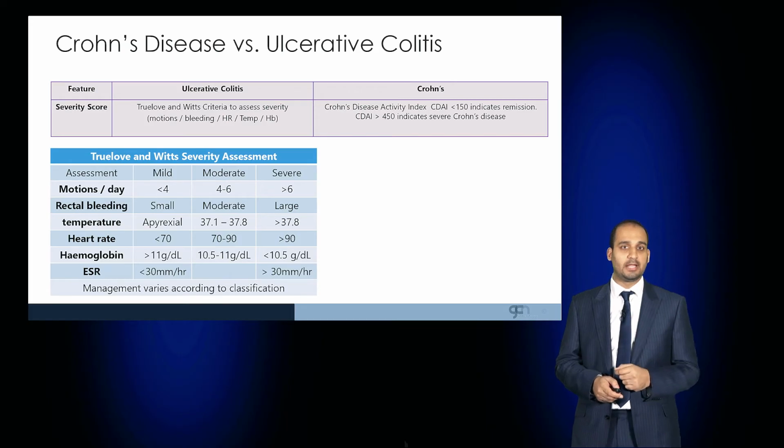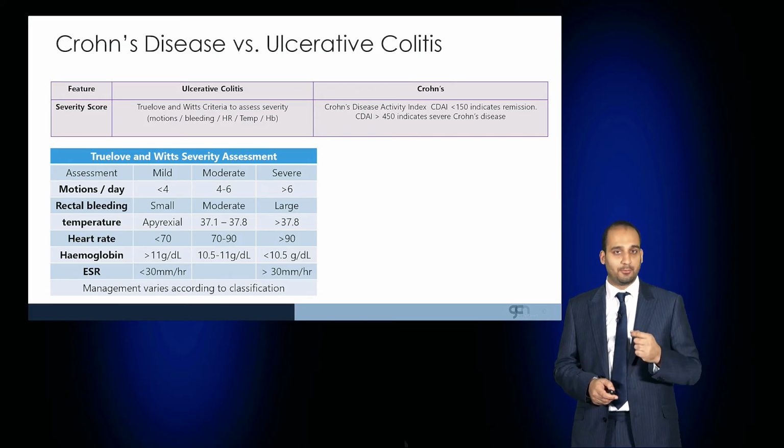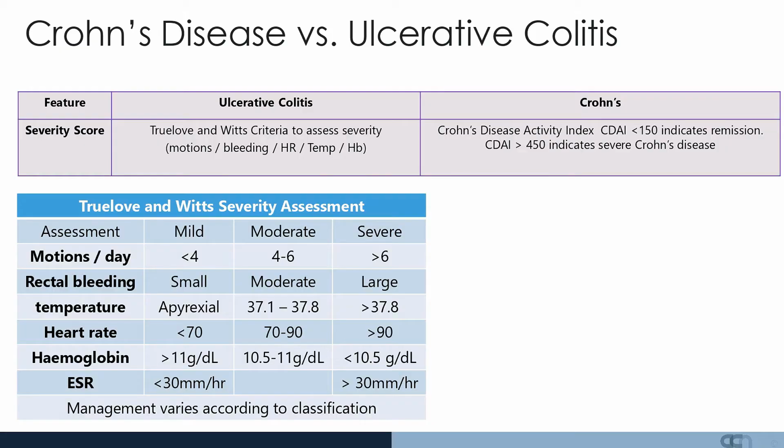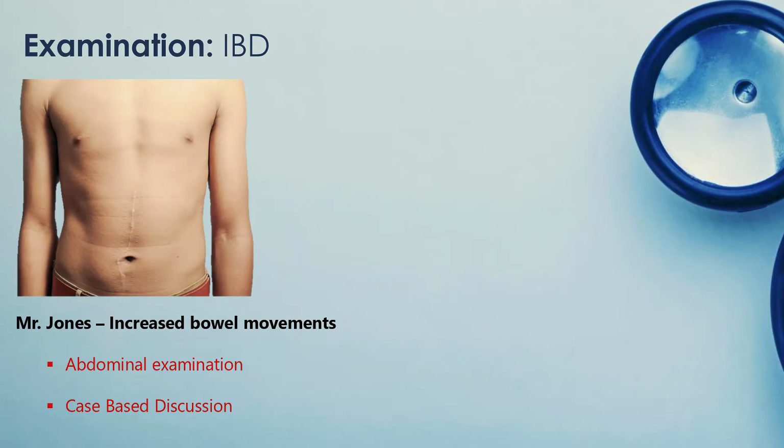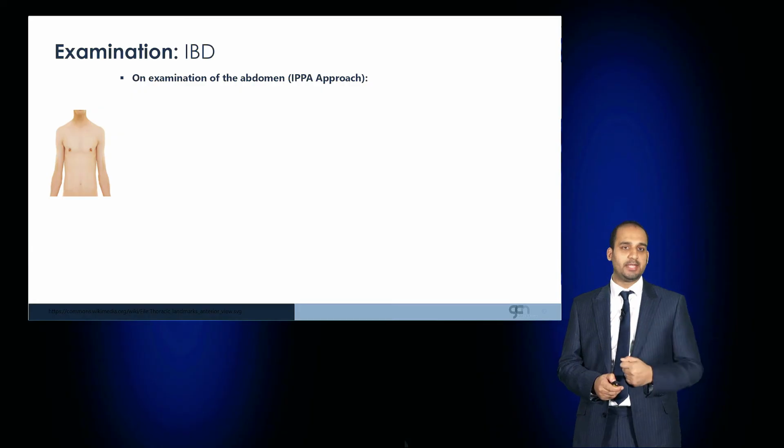So in ulcerative colitis, the Truelove-Witts severity assessment assesses the number of motions per day, the presence of rectal bleeding, whether the patient is febrile, whether their heart rate is increased, their hemoglobin and ESR, and these are then scored mild, moderate, or severe. Now let's take a case-based approach. We have a patient here who presents with increased bowel movements. What type of things would we expect on examination?